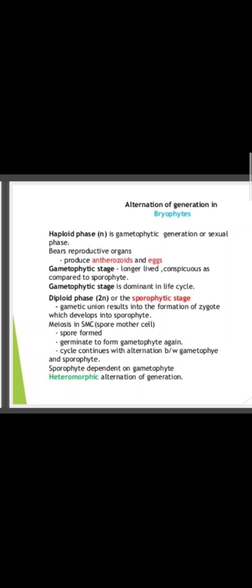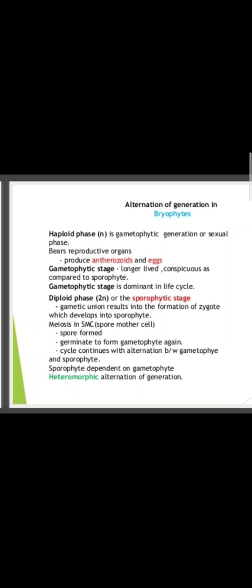The gametophytic plant body represents the formation of gametes. Gametes will fuse and form a zygote which develops into sporophyte. Then meiotic division will occur in the sporophytic plant body, or you can say the spore mother cell, in which the spores are formed, and these spores germinate to form the gametophyte again, and the cycle continues with alternation between gametophytic and sporophytic. It is very easy.